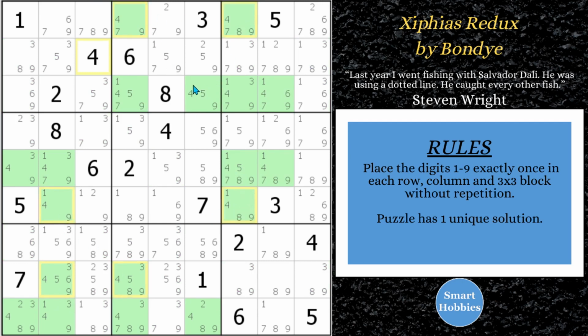All right, and let's get rid of this cell. Okay, hopefully you see it. And the same thing, rows 1, 6, and 8, but the columns are a little bit different. They're columns 2, 4, and 7. All right, so you can eliminate these 4's.